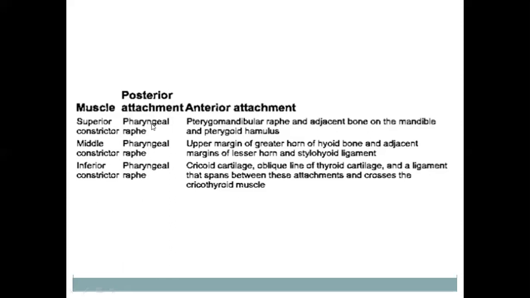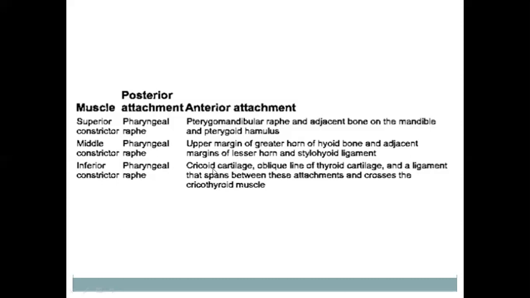All constrictors insert over the pharyngeal raphe, and the superior constrictor arises from the pterygomandibular raphe, adjacent bone on the mandible like mylohyoid line and pterygoid hamulus, and middle constrictor from the upper margin of the greater horn of the hyoid bone, adjacent margins of the lesser horn, and stylohyoid ligament. And inferior constrictor attaches over the pharyngeal raphe, and originates from the cricoid cartilage.